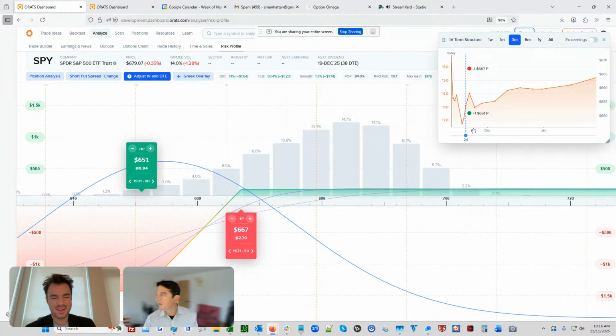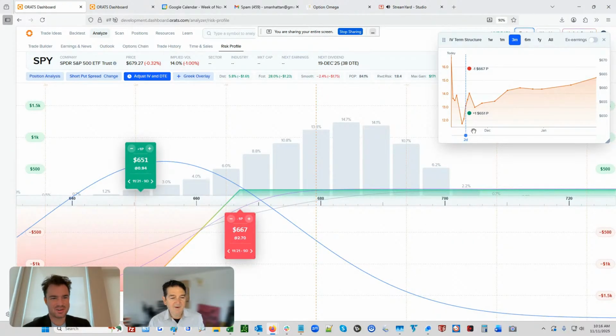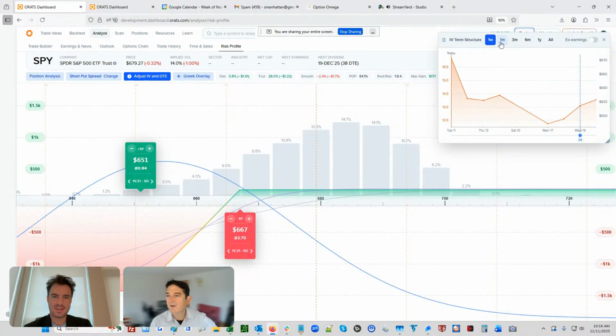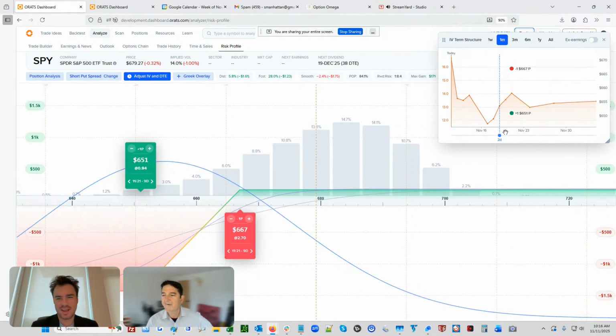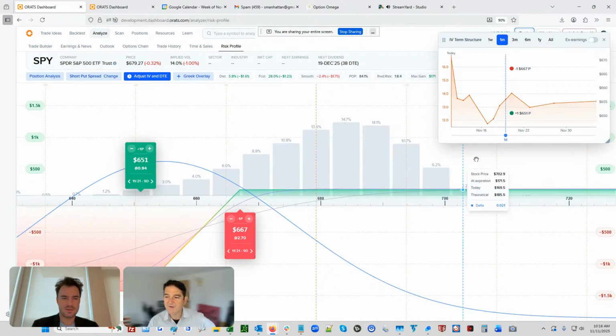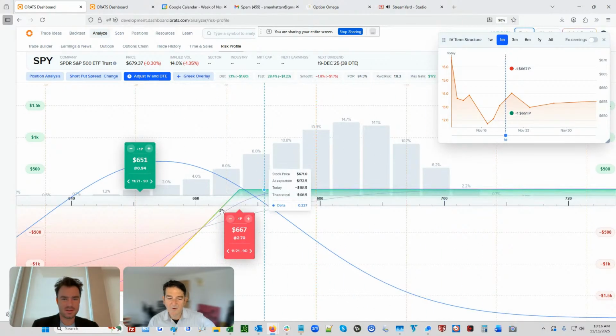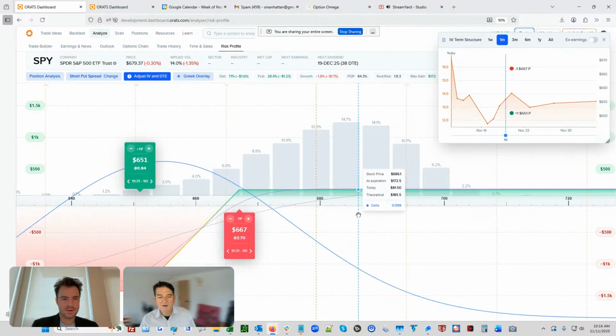Yeah, I really like this IV term structure mini graph in the top right. That slider on the x-axis, the theoretical value, makes it intuitive. Yeah. So as you get closer, you can see this purple line moving towards the expiration line over here. Very cool. Yeah, so that's what happens to this line.